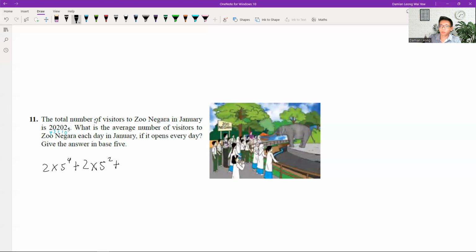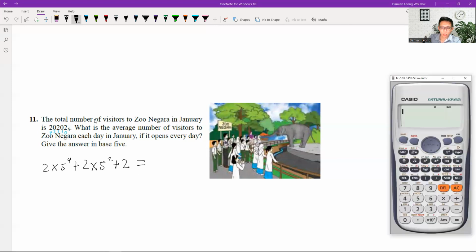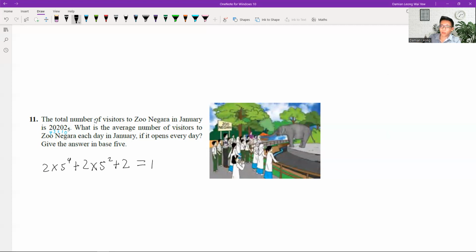0 again, skip. 2 times 5 to the power 0, basically is 2. So I count 2 times 5 to the power 4 plus 2 times 5 squared plus 2, which is 1302 in base 10. Okay, total is 1302.